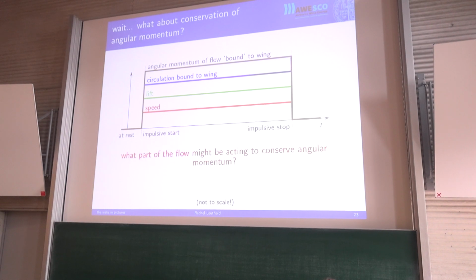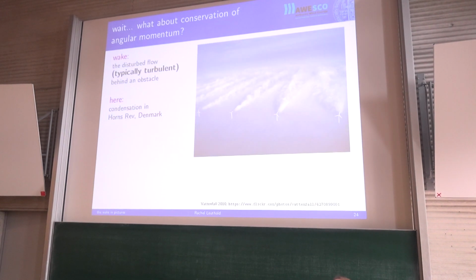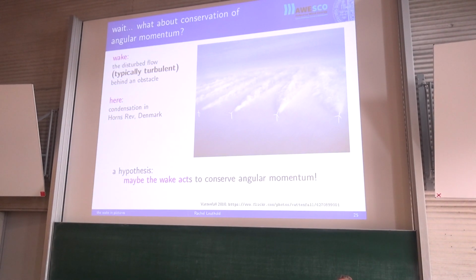Wake. Yes, thank you, because that's the point of this lecture. We just said that the wake is typically turbulent. Turbulence means mixing. Mixing implies there's this circulatory motion, so maybe that's where angular momentum is going. So let's make ourselves a nice hypothesis that the wake exists to conserve angular momentum in the flow. What would this look like in our little sketch?